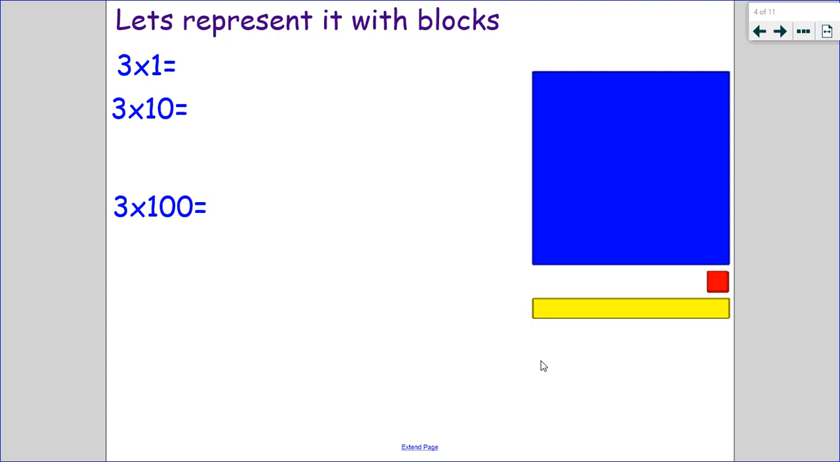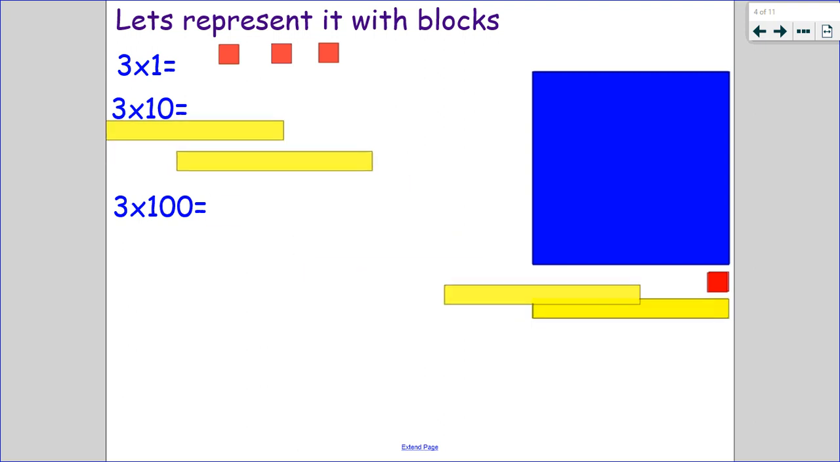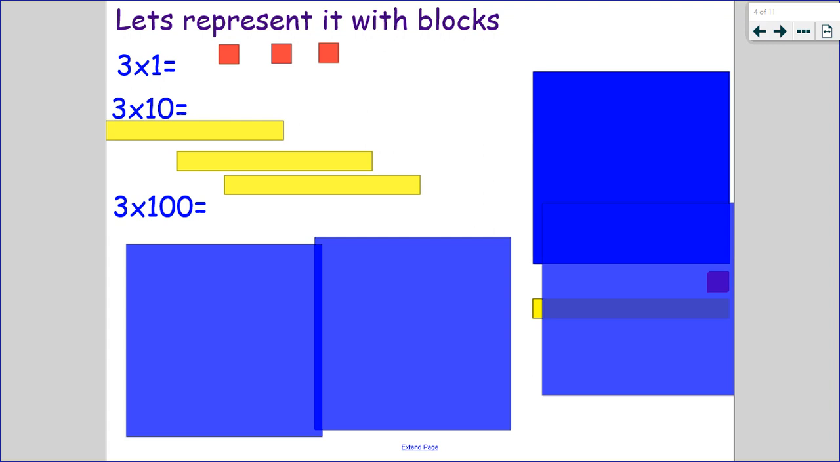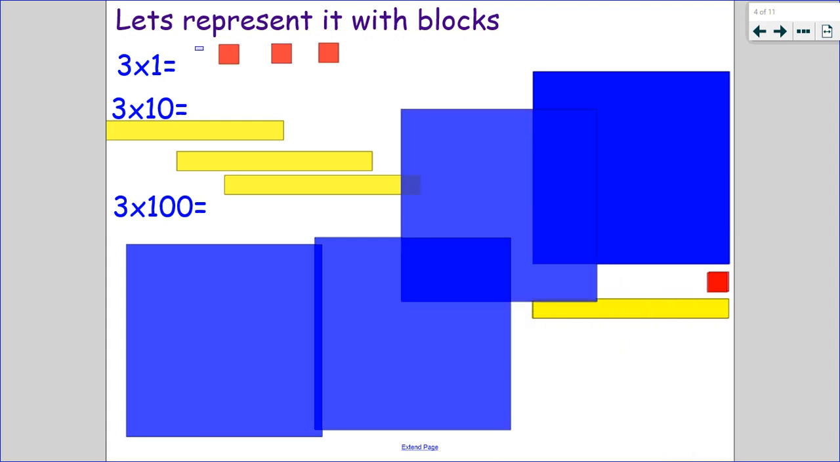So let's look at this now. Let's represent it with blocks. So 3 times 1, well, that would be 3 ones. Use my unit cubes again. 3 times 10 would be 3 tens. And 3 times 100 would be 3 100s, like so. 3 times 1 equals 3. 3 times 10 equals 30. And 3 times 100 equals 300. So it's just an extra way of looking at it with our pattern blocks.